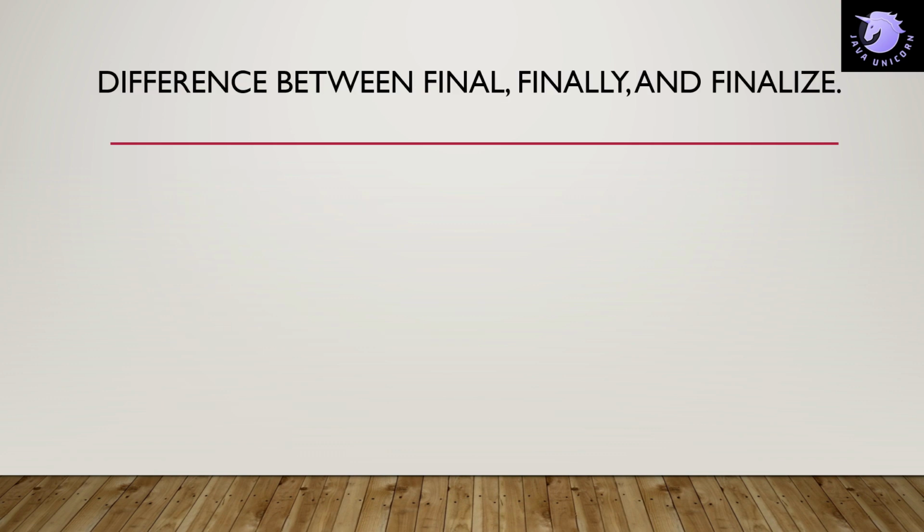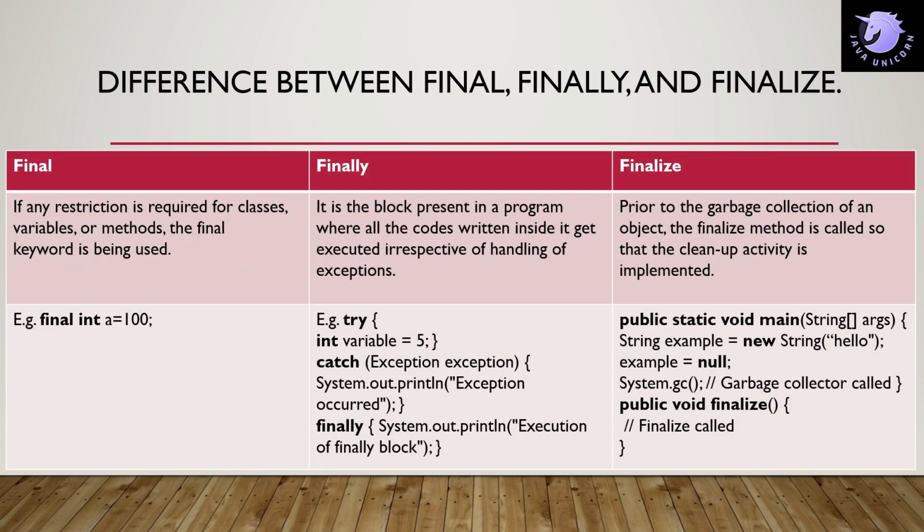Okay, so the next question is, what is the difference between final, finally, and finalize? As we have seen earlier, we can declare a final variable, which means it will be a constant variable. We can declare a method as final, which means we cannot override that method, and we can declare a class as final, which means we cannot extend that class. Okay, so these are the uses of the final keyword.